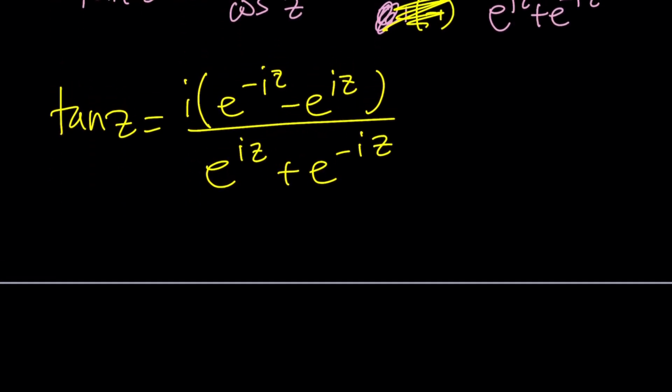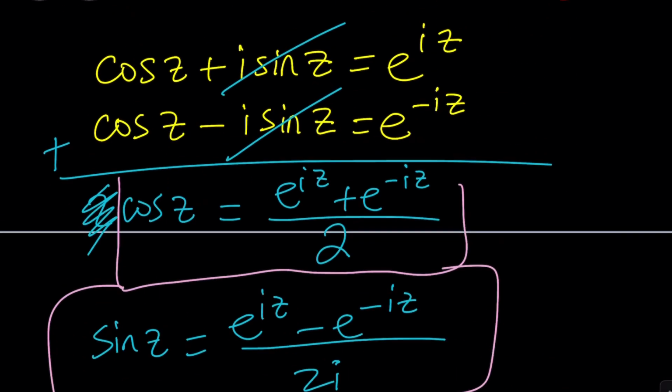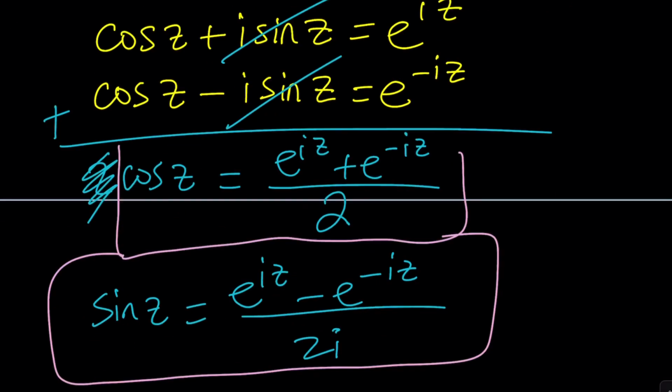And now what are we going to do with this? Well, remember, the original equation said tangent z is equal to i, right?